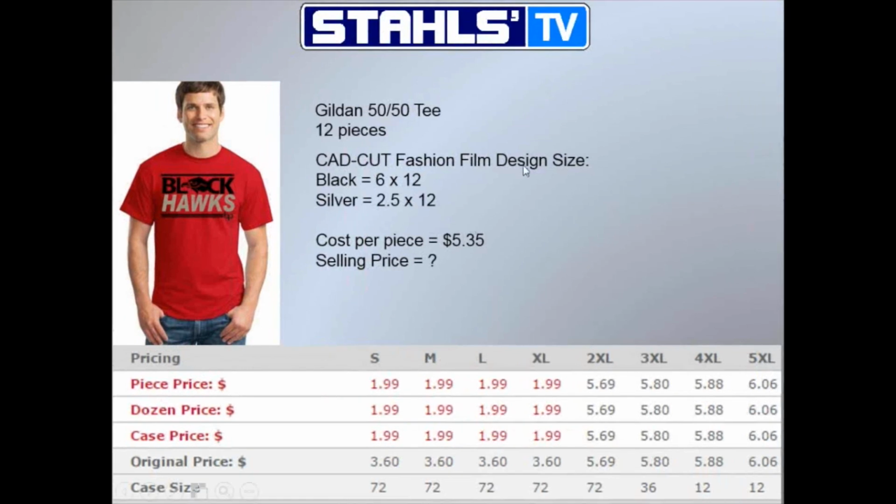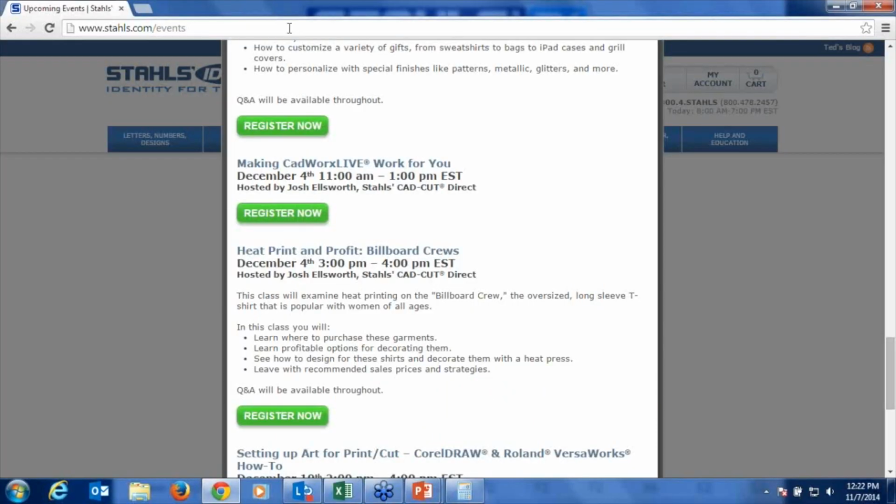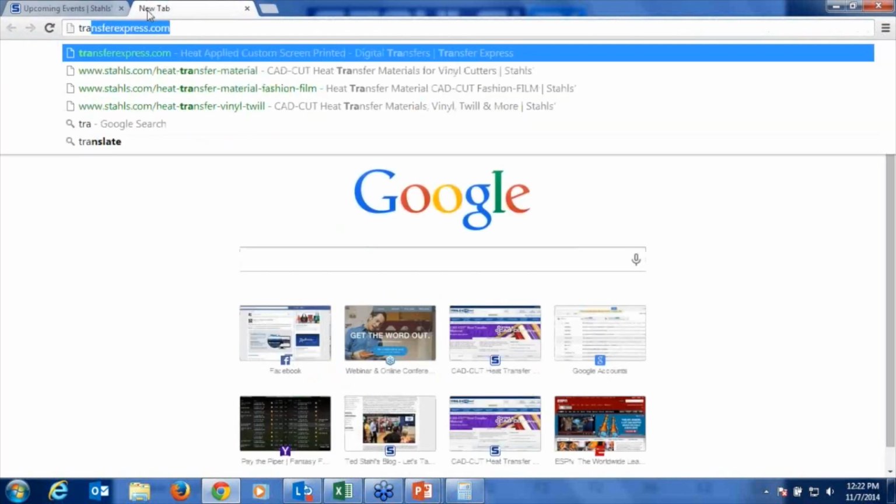Okay, so when we did this one, we know that to cut this yourself, it was $5.35 per piece with all the factors input to the calculator. That wouldn't really matter if it was 12 pieces or 36 pieces or 5,000 pieces. The price is pretty typical. It won't fluctuate much from $5.35 per piece regardless of the quantity, because you have to cut, weed, and heat apply every single one every time. There's no efficiency picked up. Okay, so remember $5.35 a piece, and I'm going to go over to Transfer Express's website.